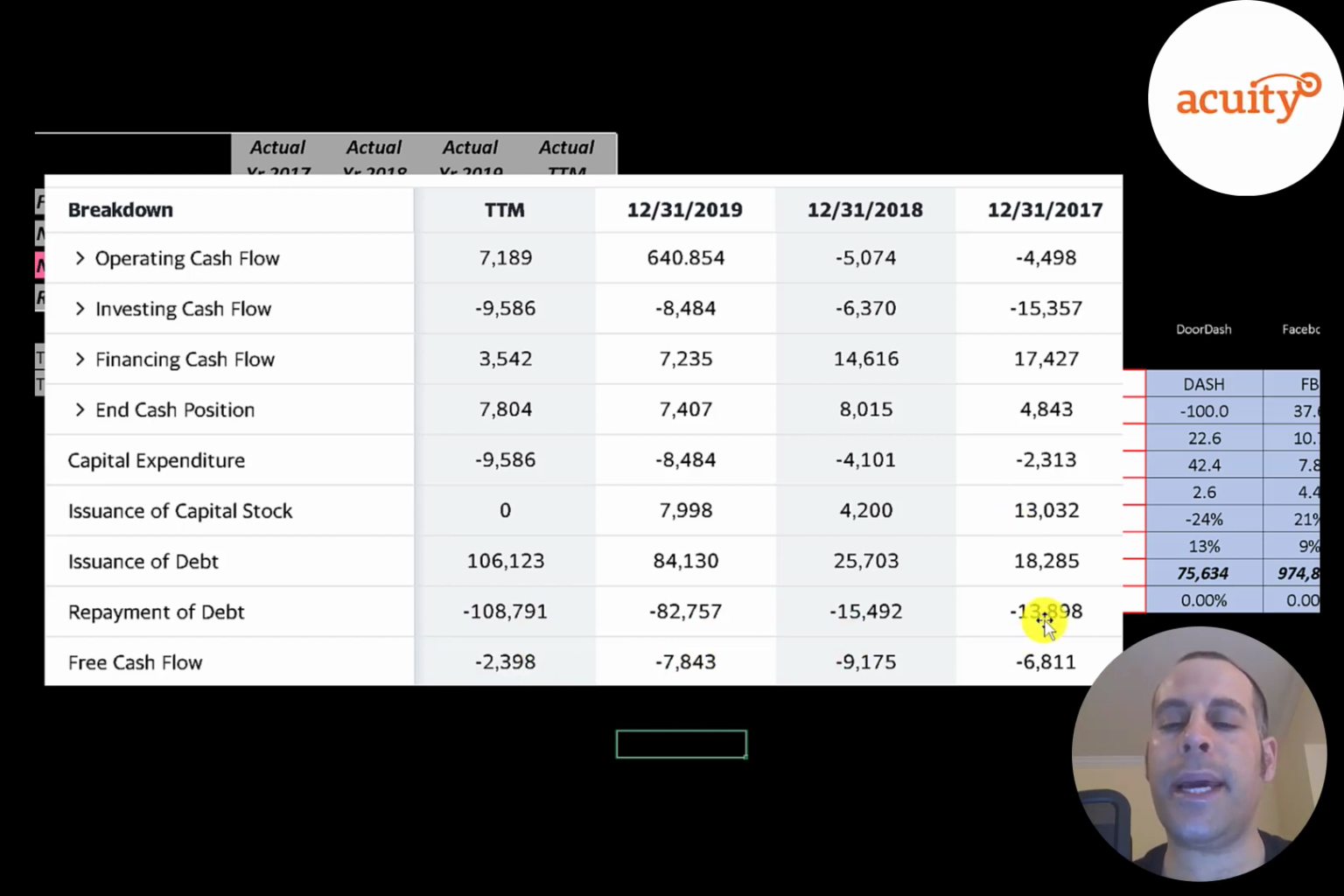Since the company has negative free cash flow, it needs money from somewhere to run its business. It's been issuing capital stock, 13 million in 2017, 4 million in 2018, and 8 million in 2019. In 2017, it issued 18 million of debt, paid down 14 million, so it added 4 million of debt. In 2018, it added 10 million. In 2019 and the trailing 12 months, it didn't add any new debt.